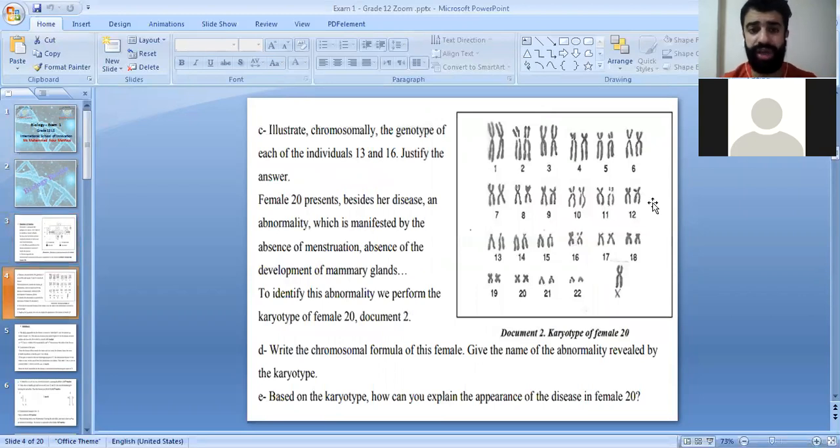Part 3: illustrate chromosomally the genotype of each of the individuals 13 and 16, justify your answer. Illustrate, you have to draw these chromatids, for example, and give them the alleles. So here we're working with sex chromosomes, X and Y. 13 and 16, you have to justify.